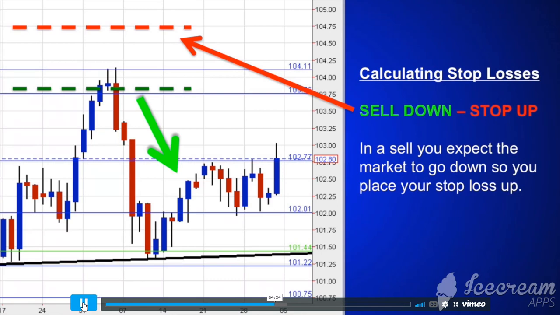If your trade is going down, say you want to place a sell order, you're expecting the market to go down, then that means you need to place your stop loss above. Why? Because you want the trade to go downward. If you're doing a sell, you don't want it to go upward, but in the event that the trade keeps on going opposite of what you placed, it will take you out.